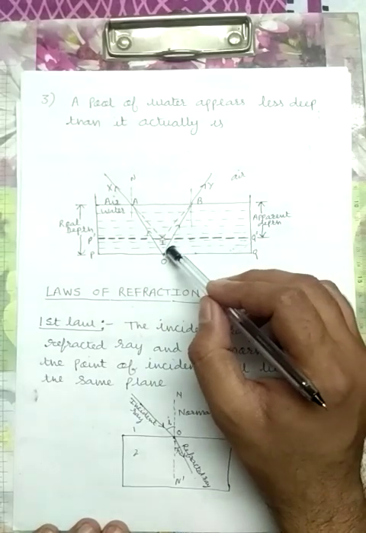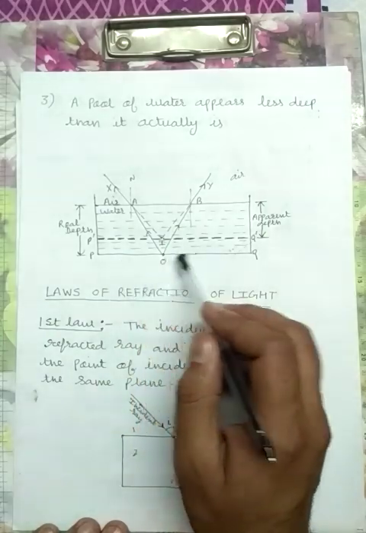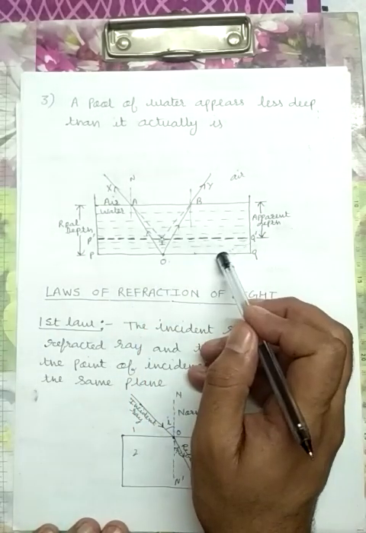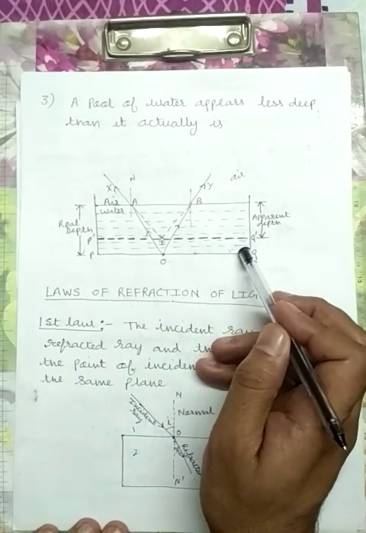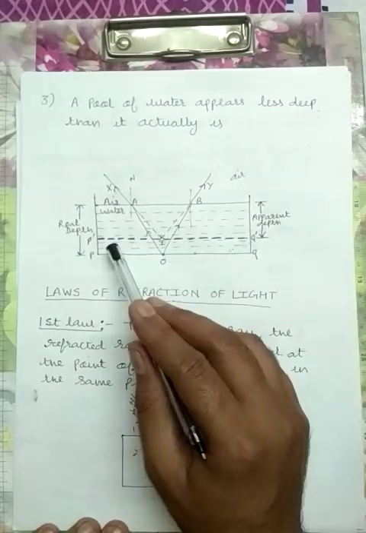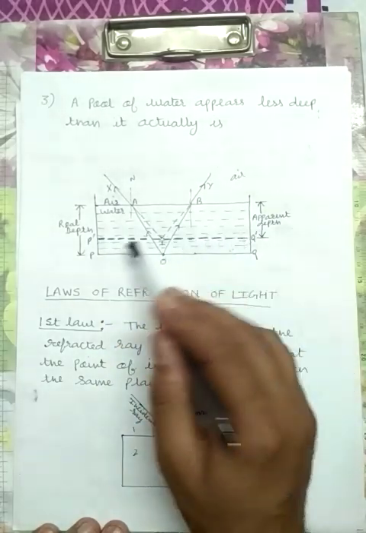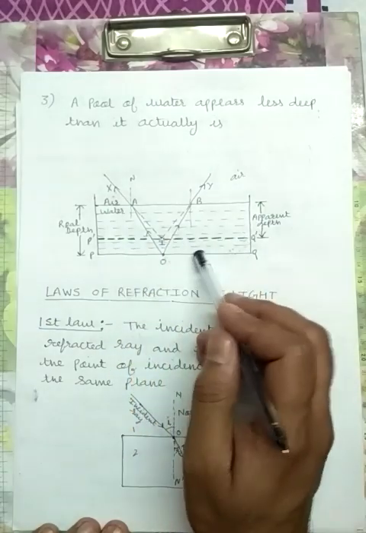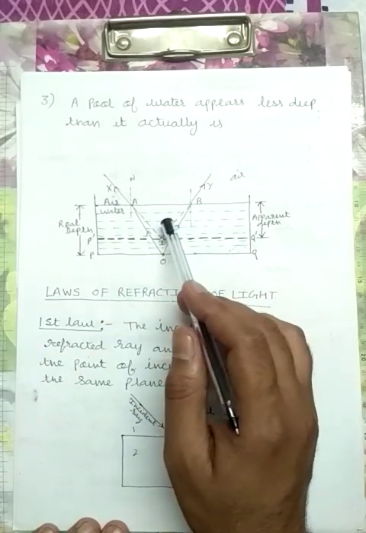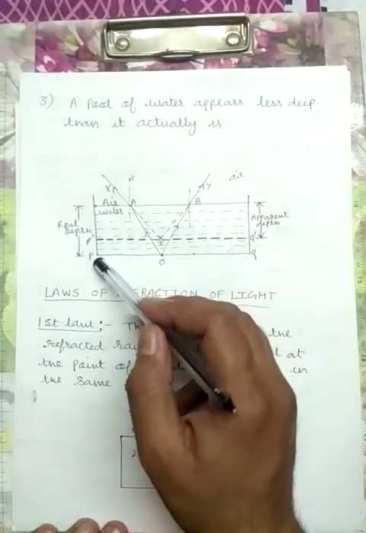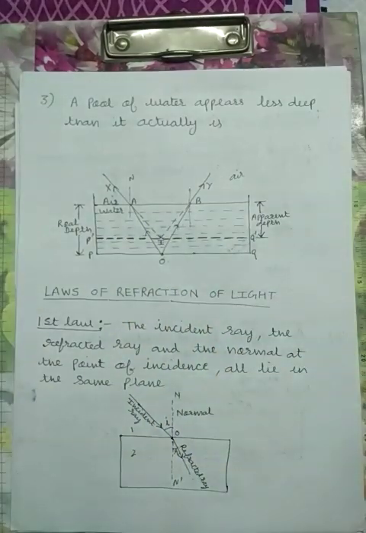Here we have considered only one point, point O. But the bottom of the pool is made up of so many points. So if we apply the same principle to each and every point at the bottom of the pool, we are going to get the virtual image of the bottom along the line P'Q'. This dark dotted line is the virtual image of the bottom. So this virtual image of the bottom is closer to the surface of water. This is our apparent depth. This is our real depth. Since P'Q' is closer to the surface of water, a pool of water appears less deep than it actually is.